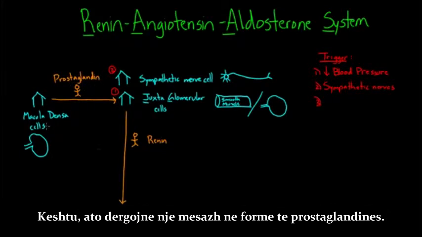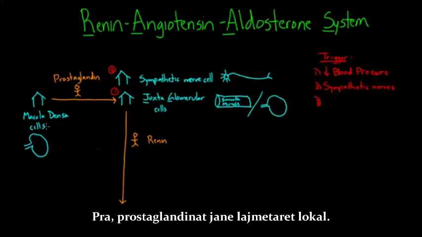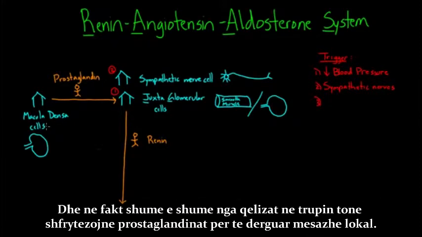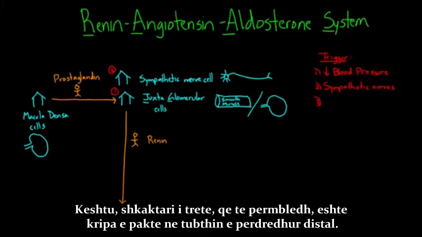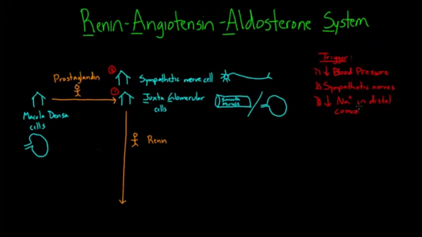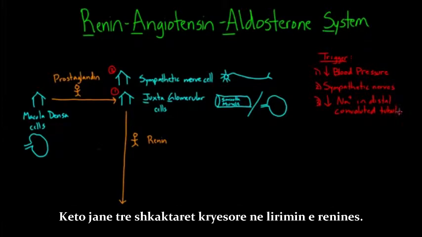prostaglandins. Prostaglandins are local messengers, unlike renin, which is a long-distance messenger. Prostaglandins act locally, and lots and lots of cells in our body use prostaglandins to send local messages. So that's what they do. So the third trigger, just to summarize it, would be low salt in the distal convoluted tubule. And you know specifically that it's the macula densa cells that pick up on this. Okay. So these are the three major triggers for renin release.